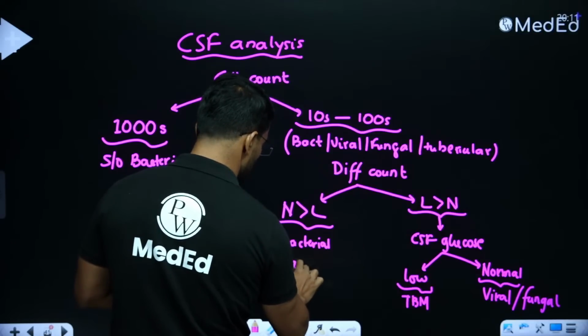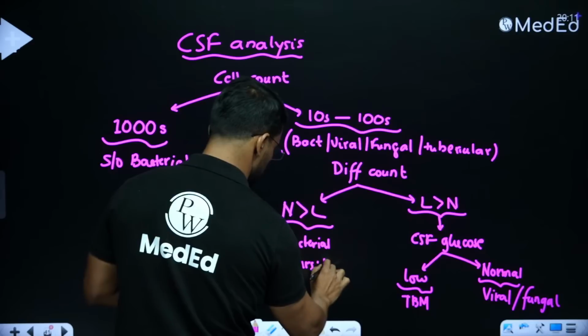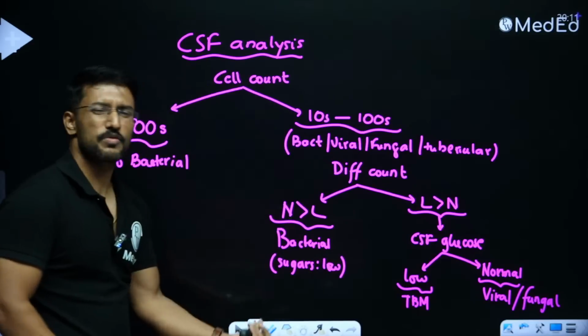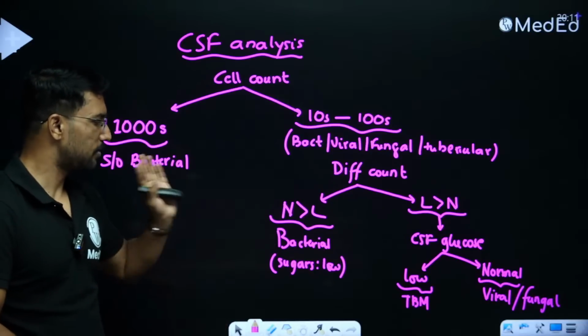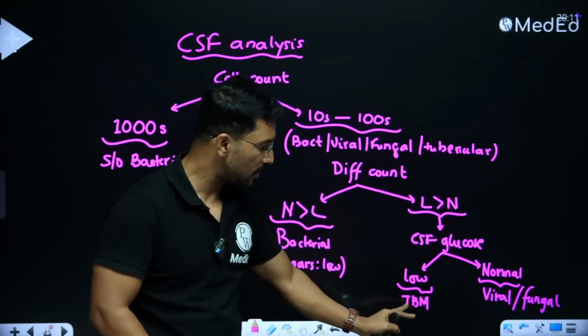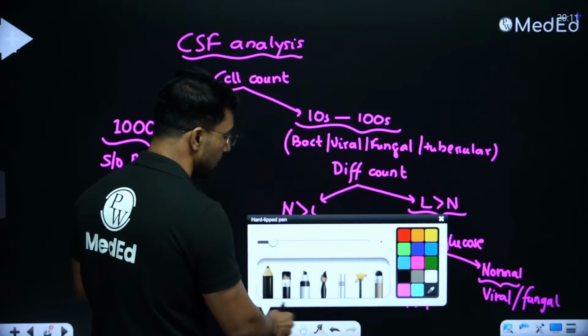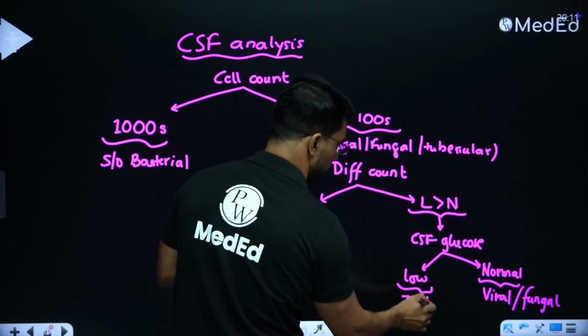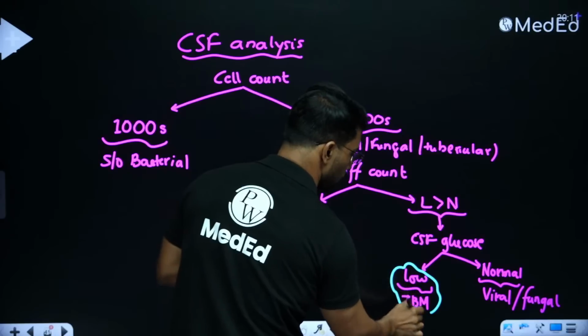Sugars in bacterial will also be low. But bacterial diagnosis is very easy and straightforward. Neutrophil predominant, we know it is bacterial. So when we are dealing with lymphocyte predominant, low CSF glucose should be taken as a clue towards tubercular meningitis. Should be taken as a clue towards TB.